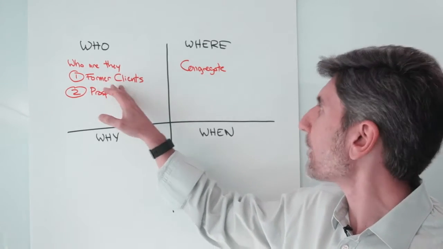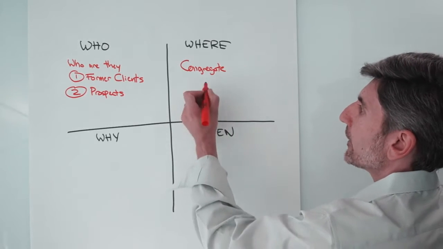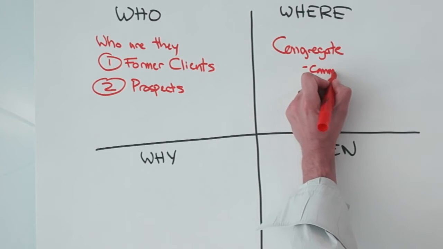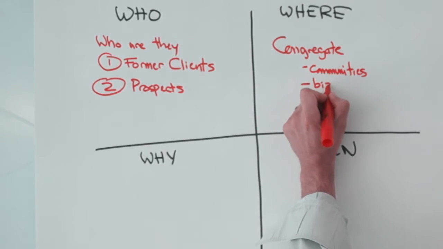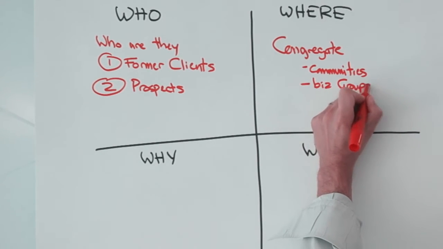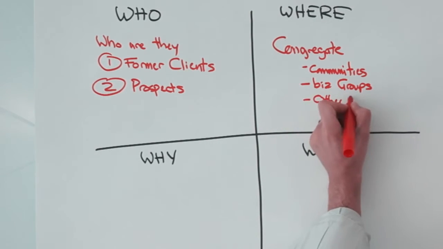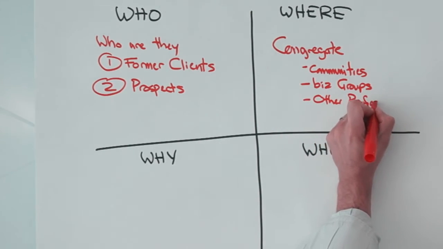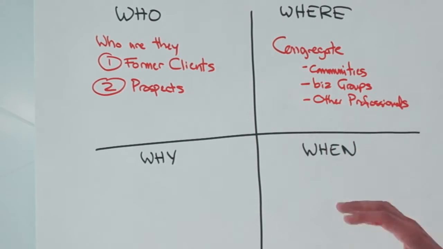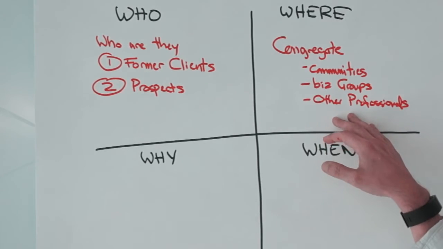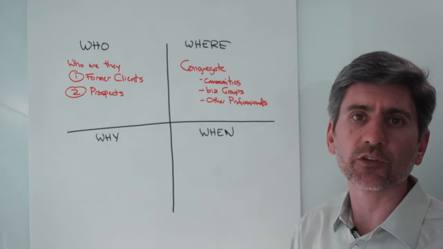And if you think about it further, they all congregate in certain areas, all right? So they might congregate in communities. There might be business groups. And another thing, other professionals. So they are gathered already in these places. So if you want to catch the right kind of fish, go to the pond where they're swimming.